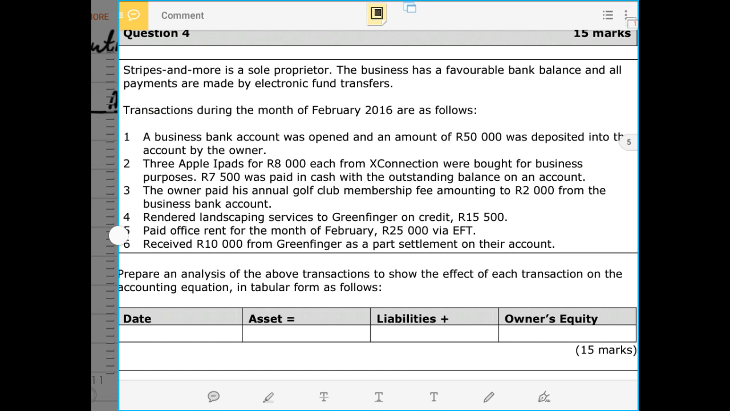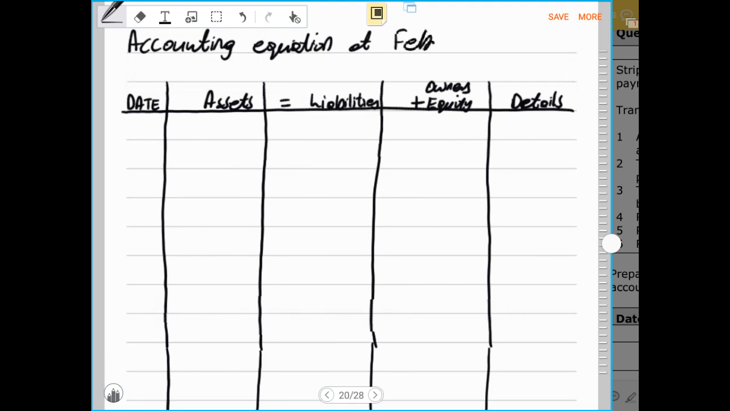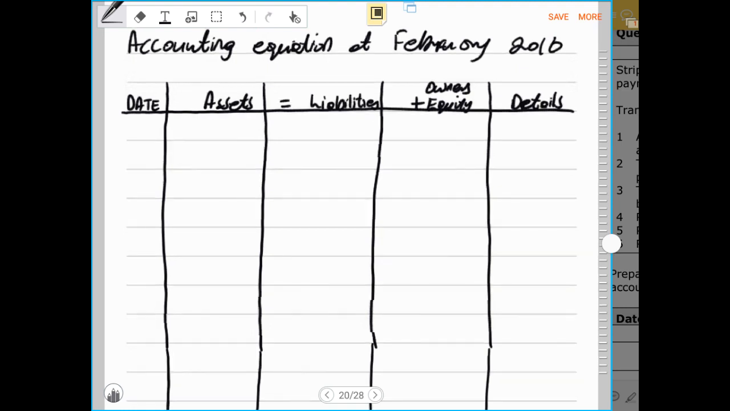So now we will be doing this accounting equation, and it is for the month of February, and I will be doing it on this page for the month of February in the year 2016. So now I will be doing the accounting equation in this table that I have constructed myself.